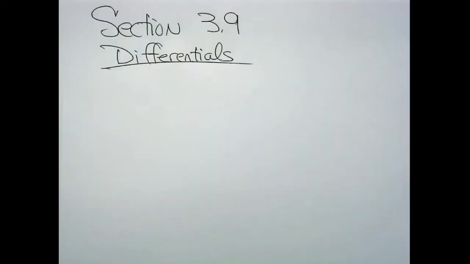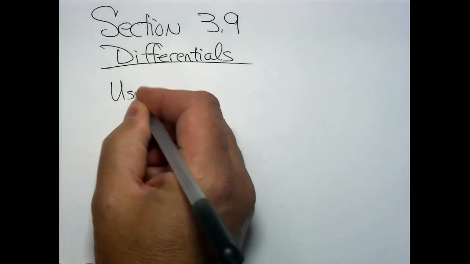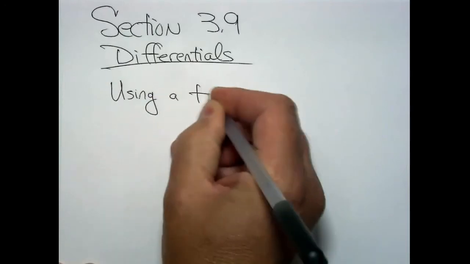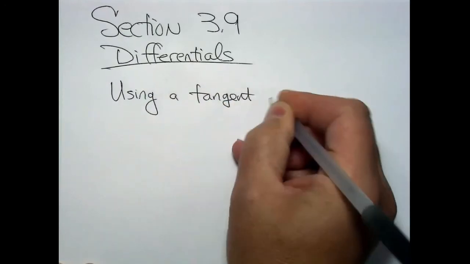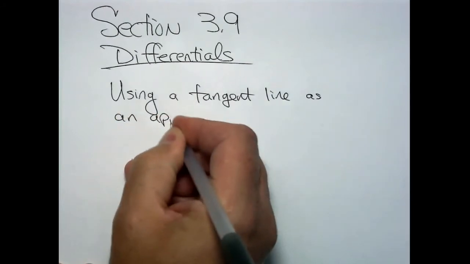But what's dx mean all by itself? What does dy mean all by itself? And that's what we're going to learn in this section 3.9 about differentials. Now, the first thing we're going to do with differentials is we're going to talk about using a tangent line as an approximation of an original function.